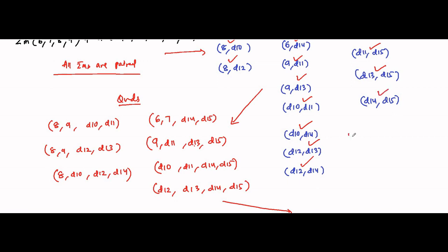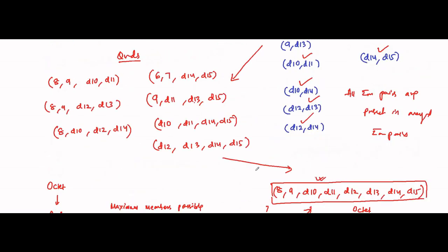So all minterm pairs are present in the merged minterm pairs. So all of them are present here. So now we will compare these quads with this octet, the merging of the merged minterm pair. See, 8, 9, let's use a different ink.